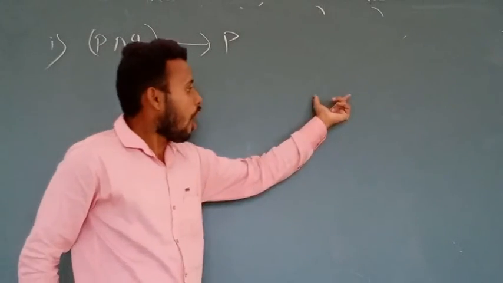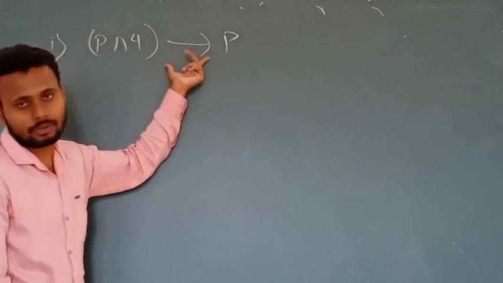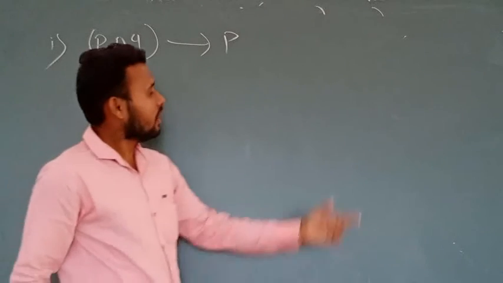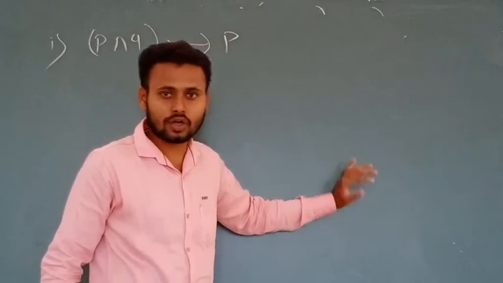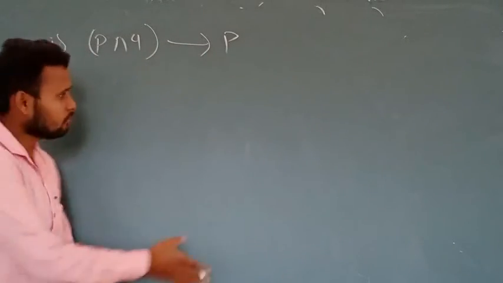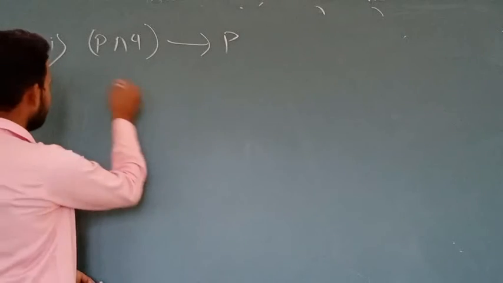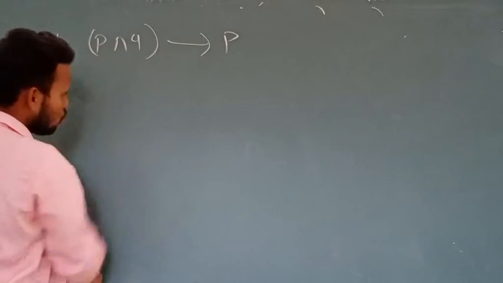And if all the truth values in the last column are F, then we say that the given statement pattern is contradiction. And if in the last column all the truth values are mixed, means there are T also and F also, then we say that the given statement pattern is contingency. Therefore in the solution we first find out its truth table.